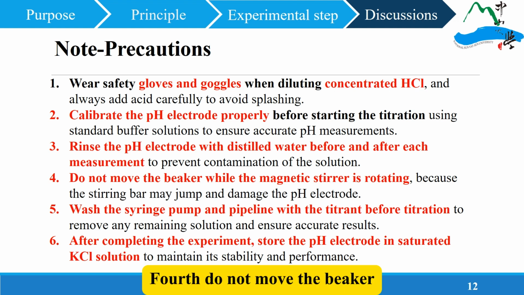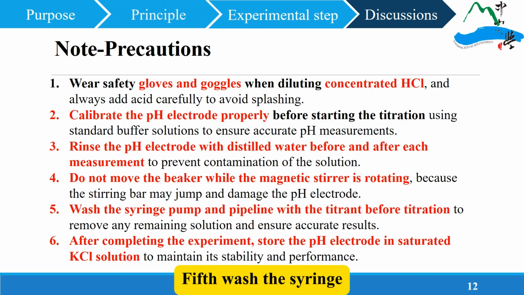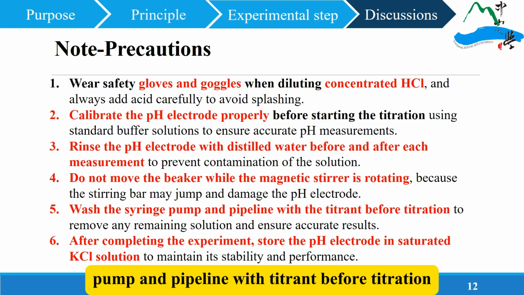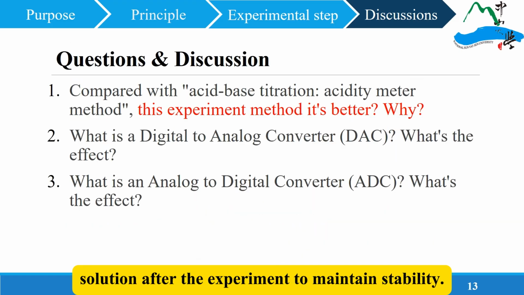Fourth, do not move the beaker while the magnetic stirrer is rotating to avoid damaging the pH electrode. Fifth, wash the syringe pump and pipeline with titrant before titration. Finally, store the pH electrode in saturated KCl solution after the experiment to maintain stability.